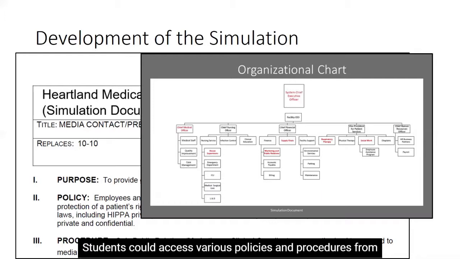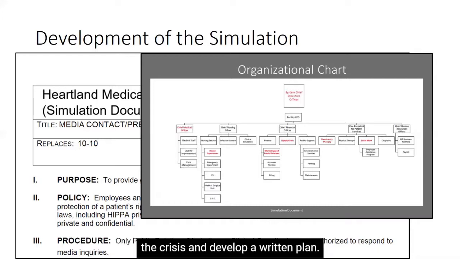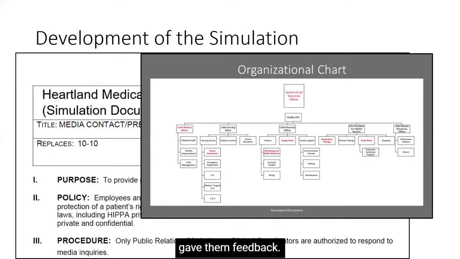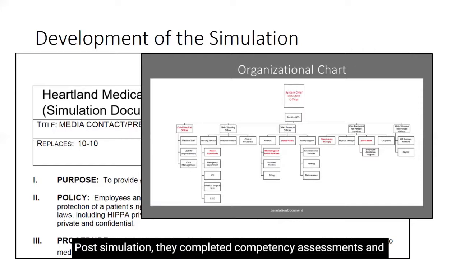Students could access various policies and procedures from the fictitious facility during the simulation. They had about 2 hours to resolve the crisis and develop a written plan. They presented their plan to the mock hospital CEO, who then gave them feedback. Post simulation, they completed competency assessments and simulation evaluations.